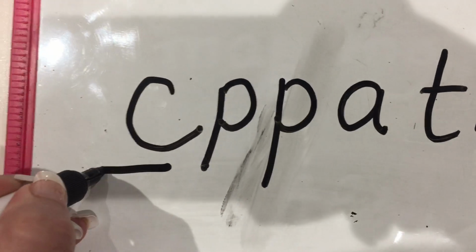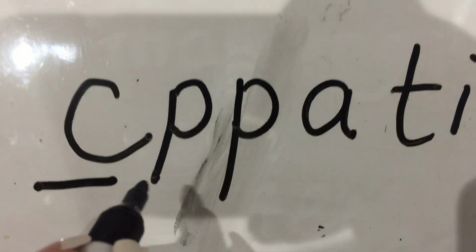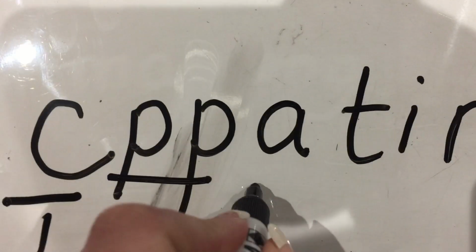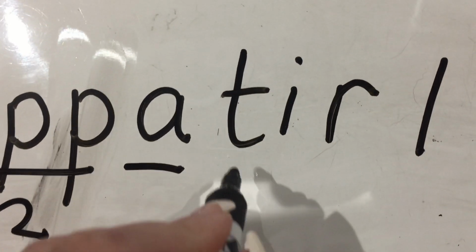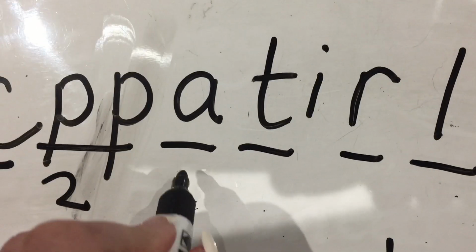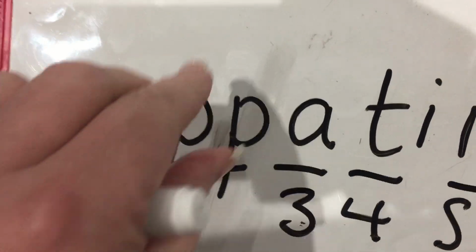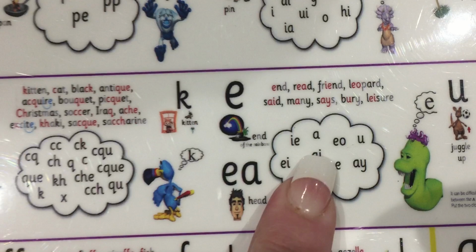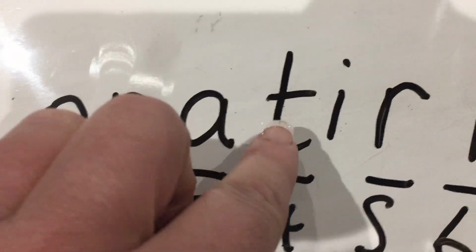Can the C represent the S? Yeah, of course it can. Can the PP represent the P sound? Yes, of course it can. Can the A represent the S sound? So sp, sh, all special. Let's just map it like that because we know what the word is. So can that be right? Yes. Can that be right? Yeah. Can that be an S sound? Let's have a look in our air cloud. Yes, it can, like in the word many.